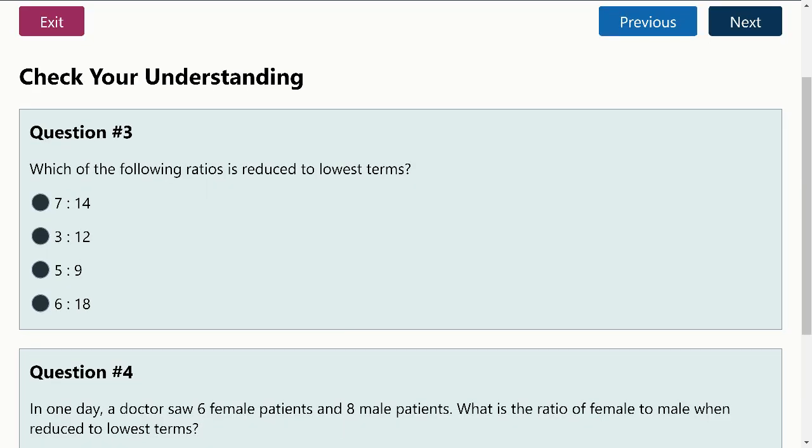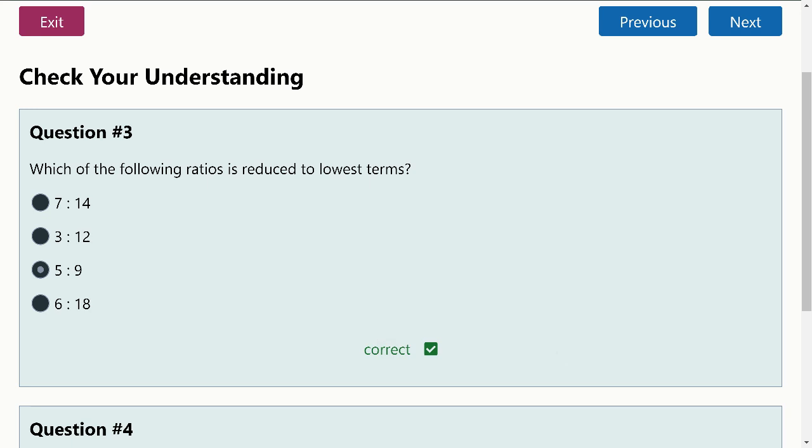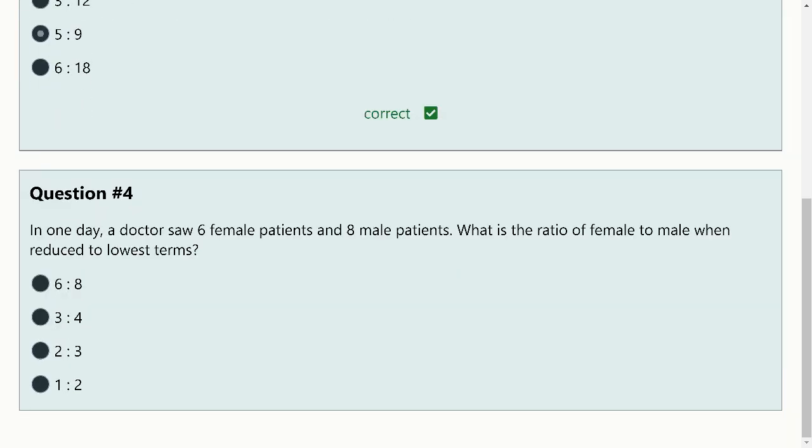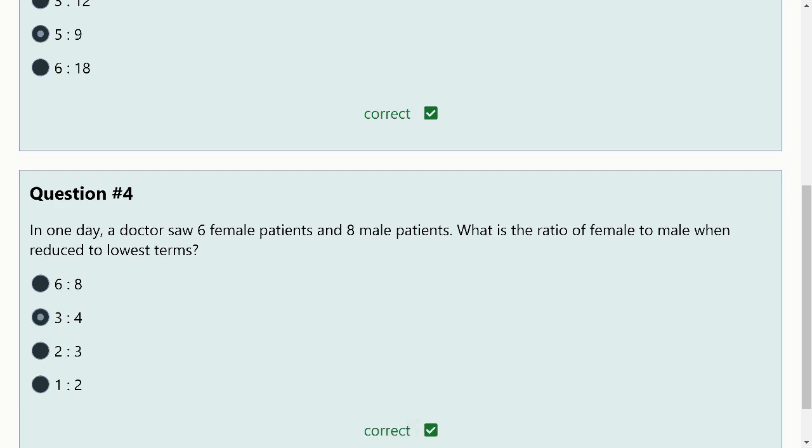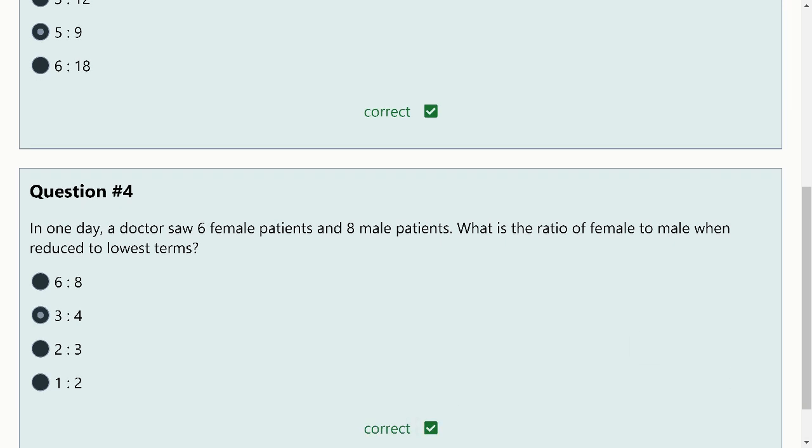Which of the following ratios is reduced to lowest terms? Right. In one day, a doctor saw 6 female patients and 8 male patients. What is the ratio of female to male when reduced to lowest terms? Right, 3 to 4. Because you got your 6 to 8, and then it's divisible by 2, so 3 to 4.